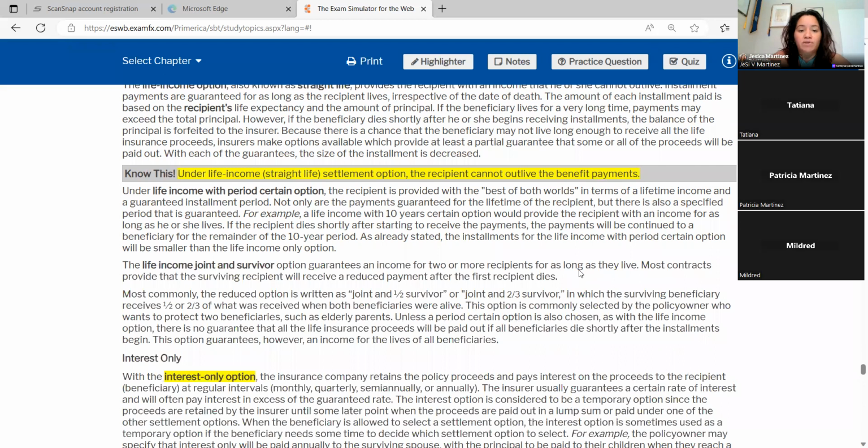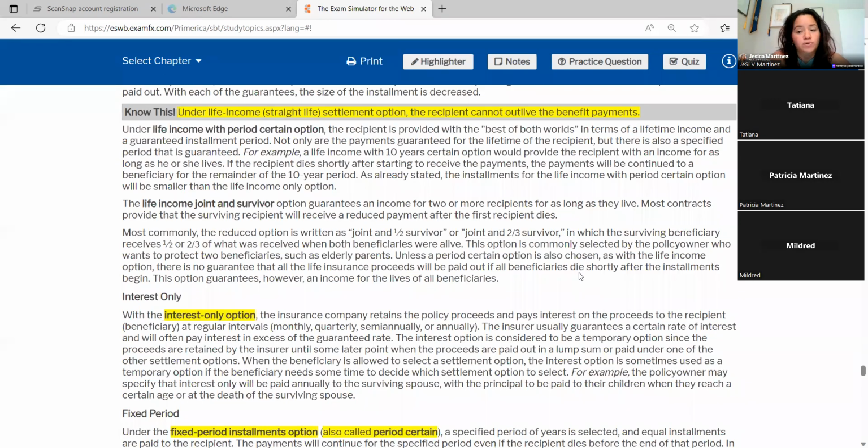So under life income with period certain option, the recipient is provided with the best of both worlds in terms of a lifetime income and a guaranteed installment period. Not only are the payments guaranteed for the lifetime of the recipient, but there is also a specified period that is guaranteed. For example, a life income with 10 years certain option will provide the recipient with an income for as long as he or she lives. If the recipient dies shortly after starting to receive the payments, the payments will be continued to a beneficiary for the remainder of the 10-year period.